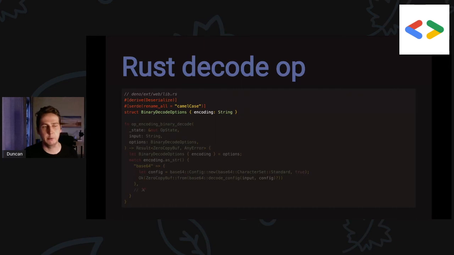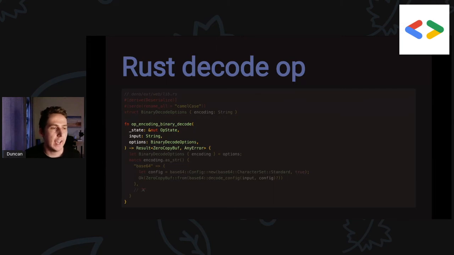If we take a look at the Rust decode op, so this will still be in lib.rs, just a bit further down. We just got to define a binary decode options struct. So usually they have a few other things in here, maybe streaming when they add streaming to this API. But for now, we just have an encoding string, and I just left it as a string to make it clear when we match against it later.